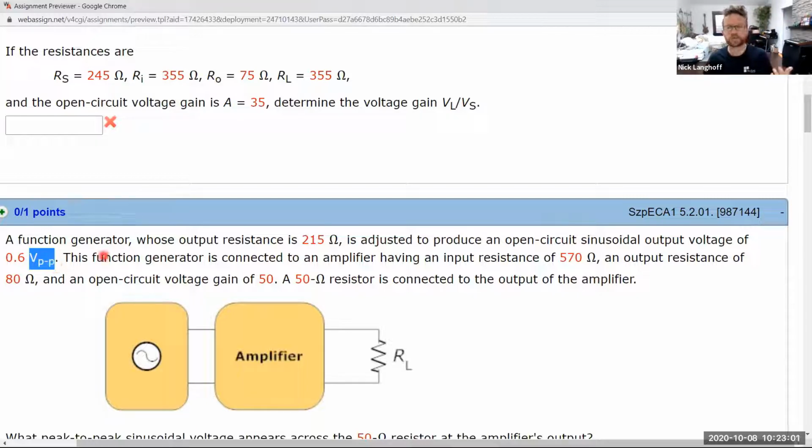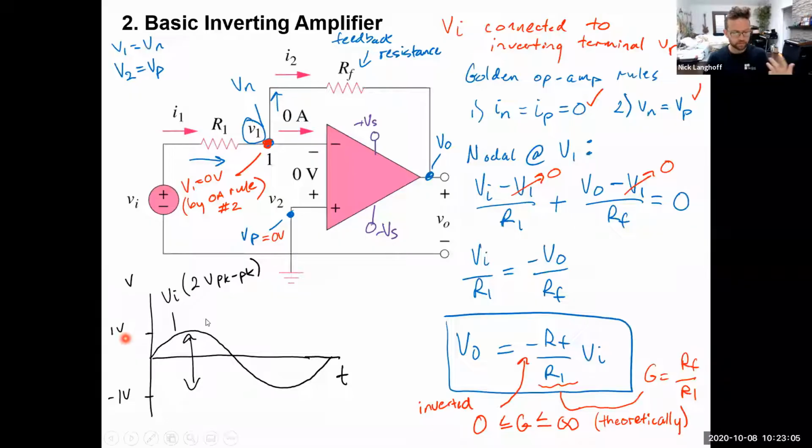That's terminology I want you to be familiar with. All right. Okay. So peak to peak means the peak to peak voltage. So to use the same terminology, I'll just write it here as VPP.